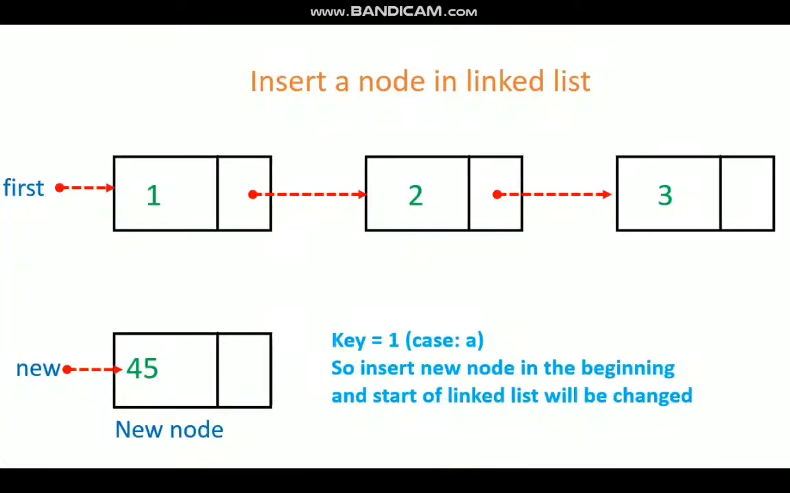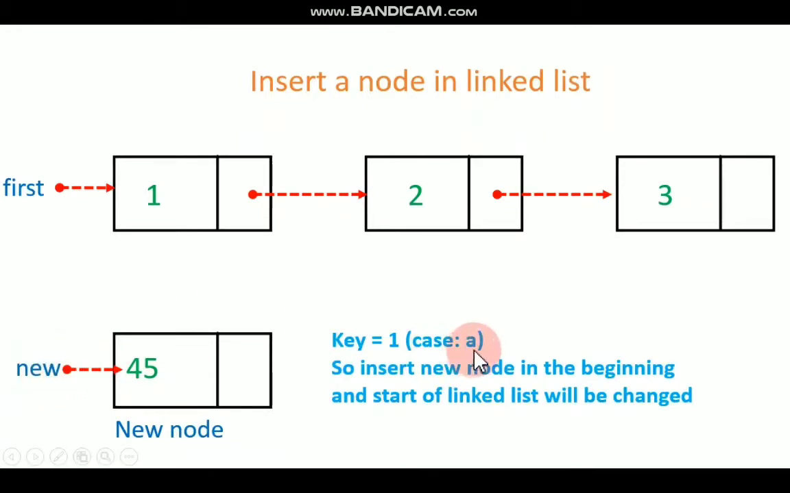So let's start with how we can insert a node in the linked list. Suppose a linked list is given to you, which is starting with the first pointer, and the nodes are 1, 2, 3, and so on. A new node that we want to insert has the item value 45, and the pointer to this new node is new.